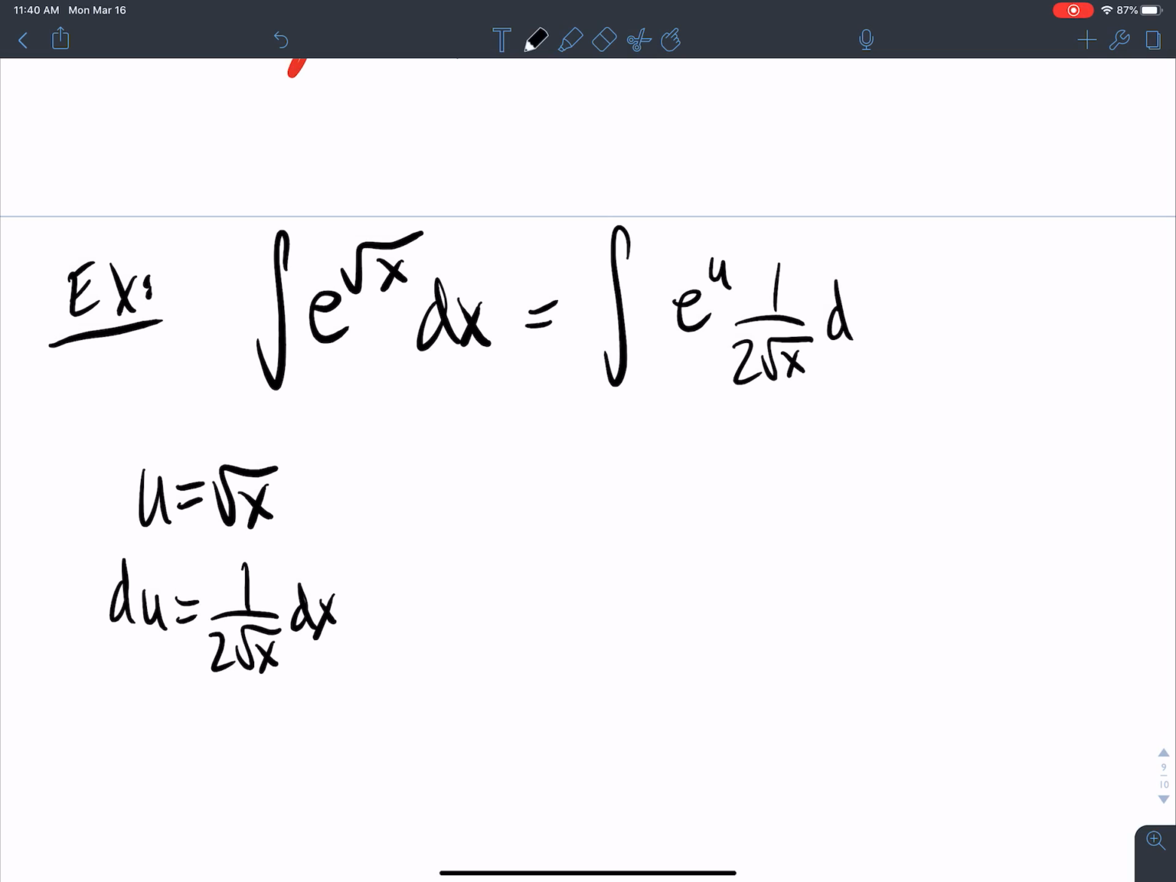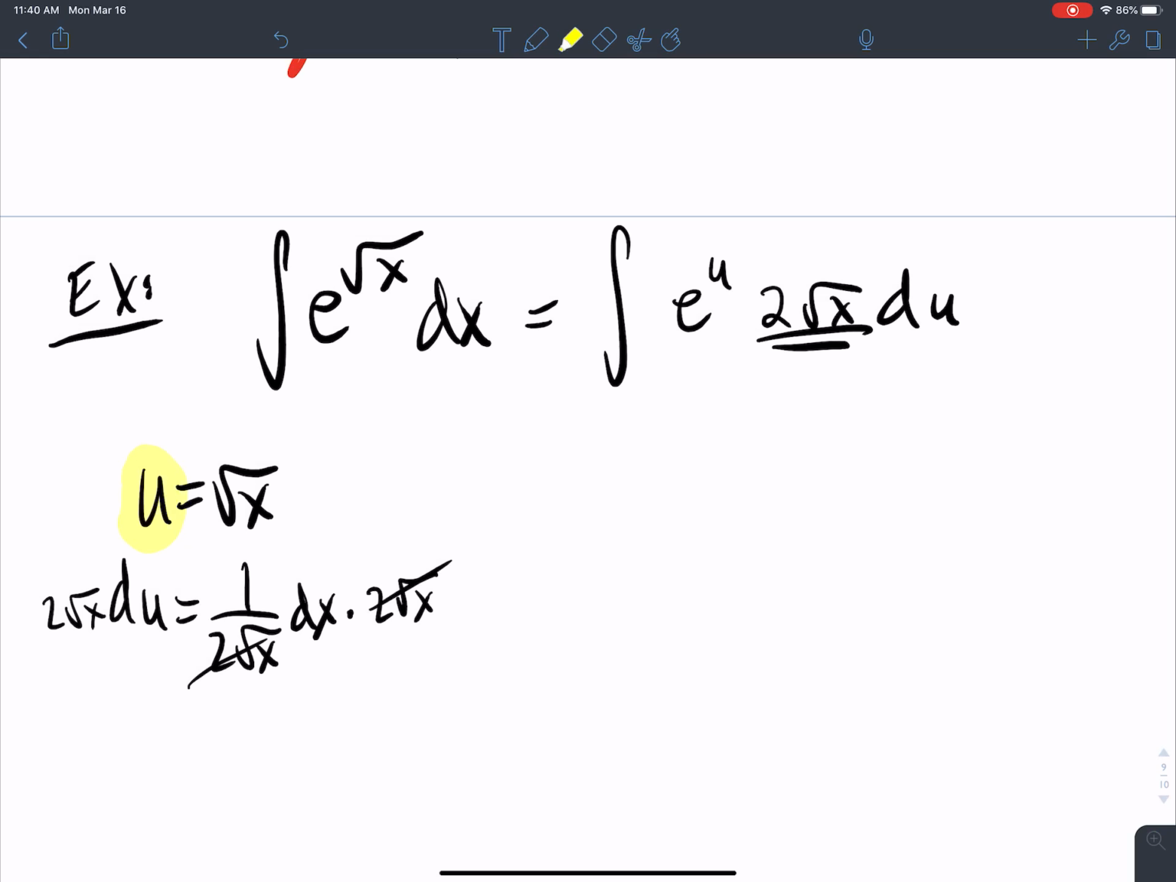I'm sorry. I need to solve here. Multiply both sides by 2 square root x. So dx is 2 square root x du. Well, now I've got a square root x. Well, let's think about this for just a second. What did we say u was equal to? It was equal to square root of x. So this actually does go away. It becomes e to the u, 2u du.